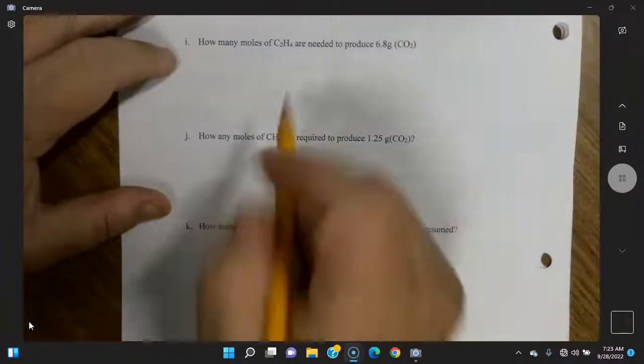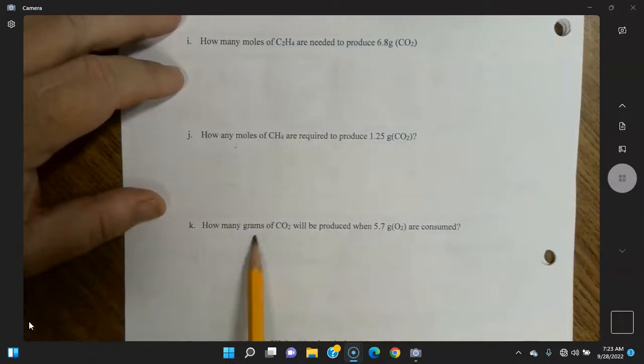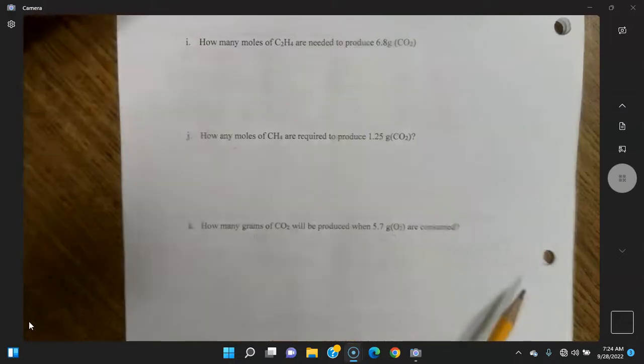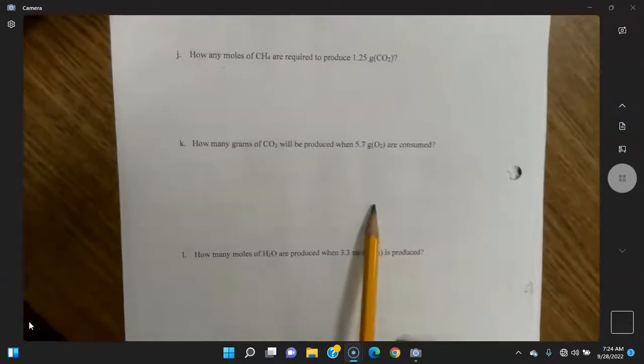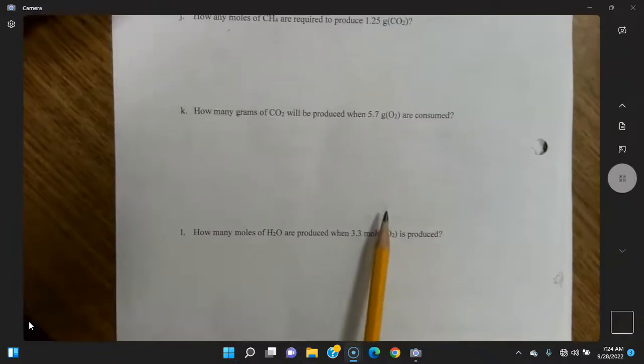Is there anything else? Moles to grams, we've done that several times. Grams to grams, we just did one of those. I'll leave that for you, and there's another grams to grams. I'll do the second one, and then we'll be finished with this problem. Moles to moles is easy. Maybe you forgot how to do it. Maybe I'll do that one too.